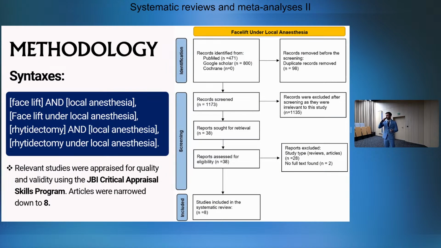Our methodology followed the PRISMA guidelines. We established our records from PubMed, Google Scholar, and Cochrane databases. We removed all the duplicates, and we screened 1,172 records. After that, we implemented our inclusion and exclusion criteria, and we retrieved 38 records. They were appraised and assessed for quality and validity. For that, we used the JBI Critical Appraisal Skills Program, and we narrowed down our articles to 8.